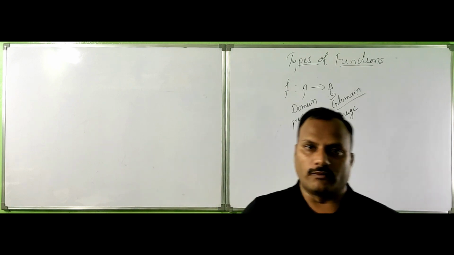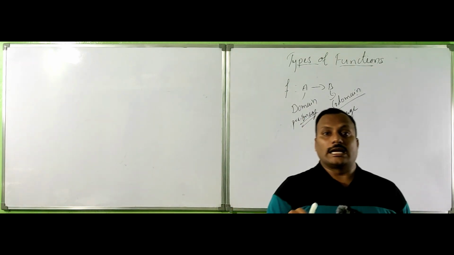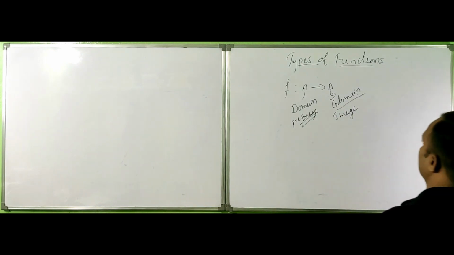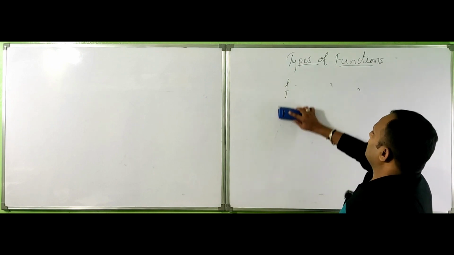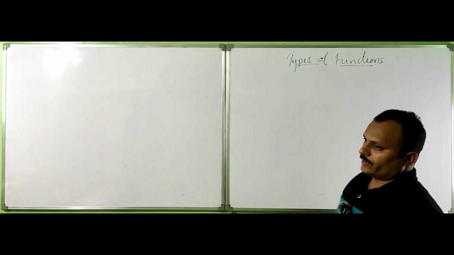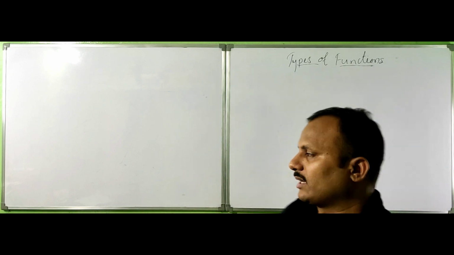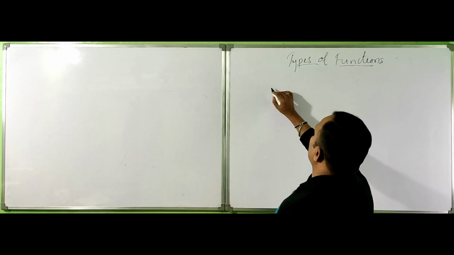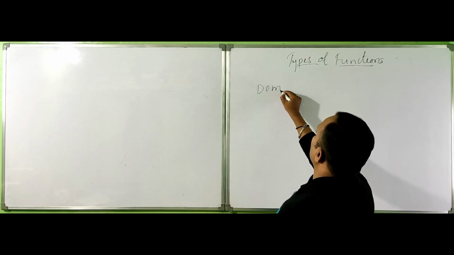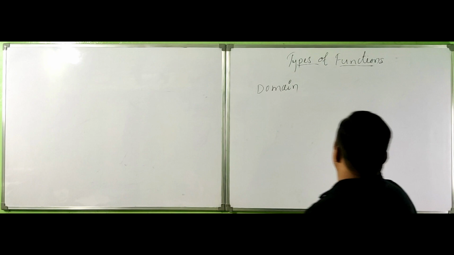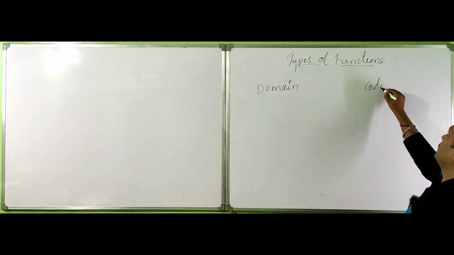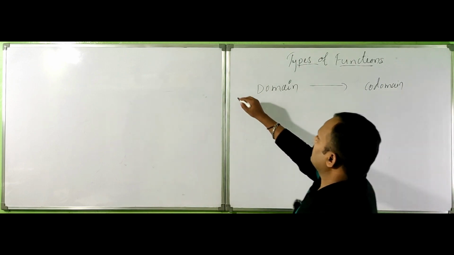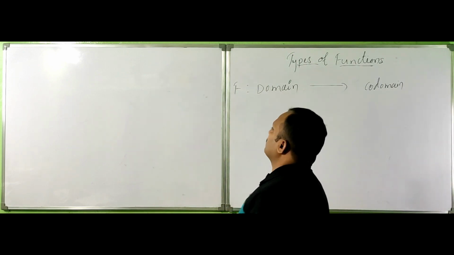First you see one-one function, many-one function, onto function, into function, one-one correspondence. Let's study the details. You have the domain and codomain. I am writing the domain and codomain, and the function you can write here. So let f be the function.